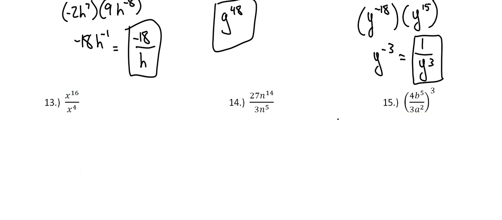This one, same kind of thing. When I divide these things, I subtract the exponents, so that's x to the 12th. Here, same thing. 27 divided by 3 is a 9, but now rules of exponents, I subtract the exponents. That's n to the ninth.